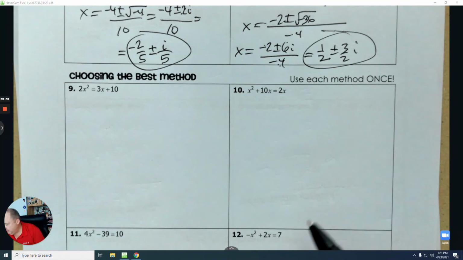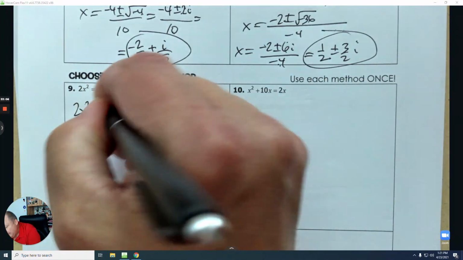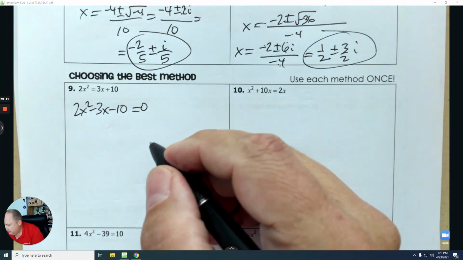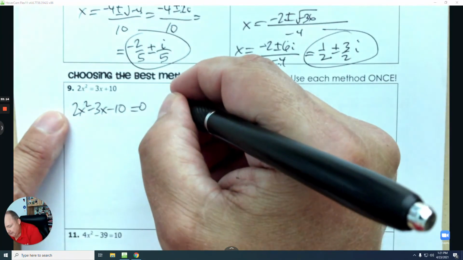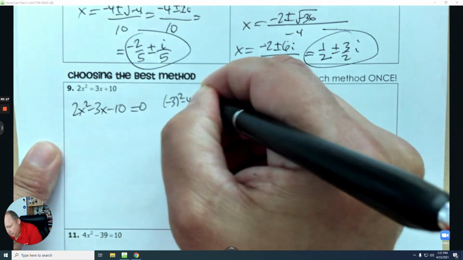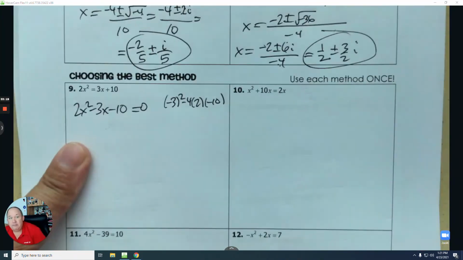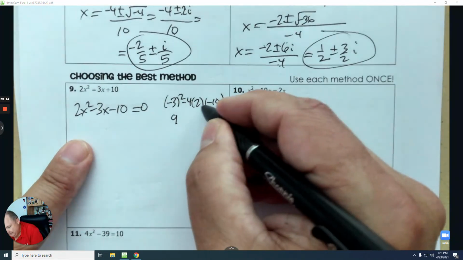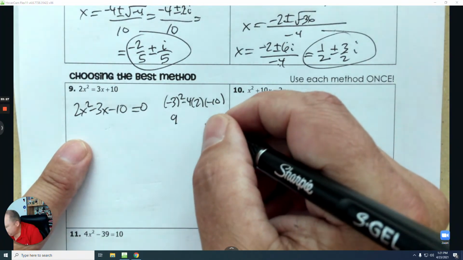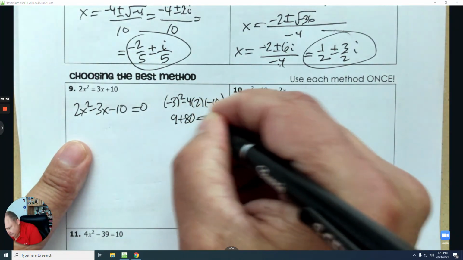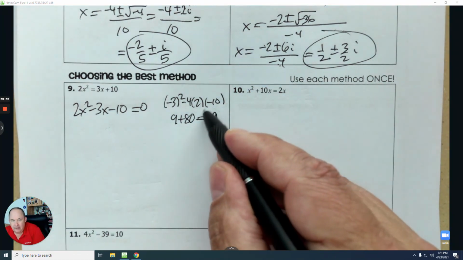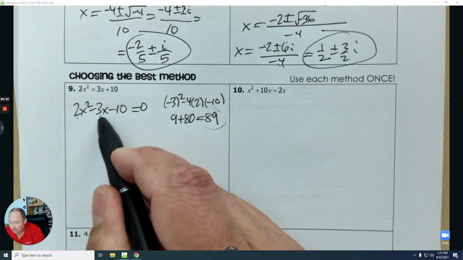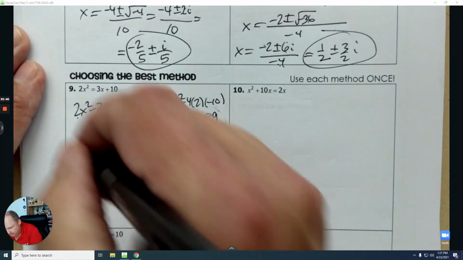In number 9, the first thing you think is it needs to be equal to 0. I can't pick the square root method because we have a linear term. Is it factorable? If I go b squared minus 4ac, this will tell me if it's factorable or not. It's one of the ways. So 9 plus 80 is 89. You cannot take the square root of 89. This is not factorable. So a is not 1, b is not an even number. This is going to be the quadratic formula.